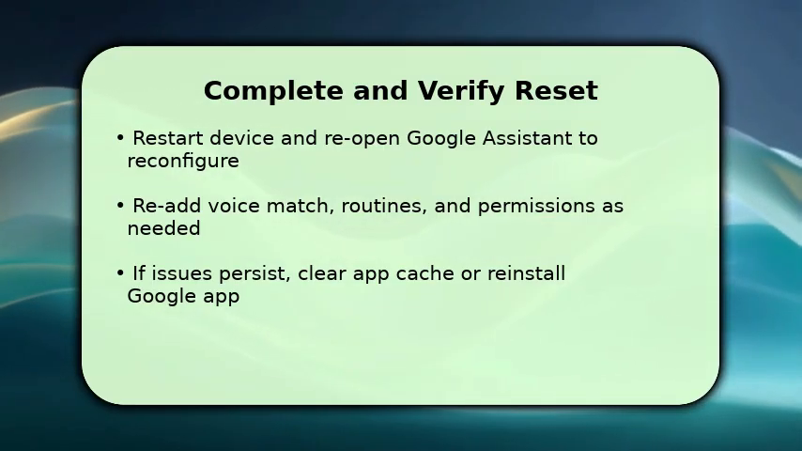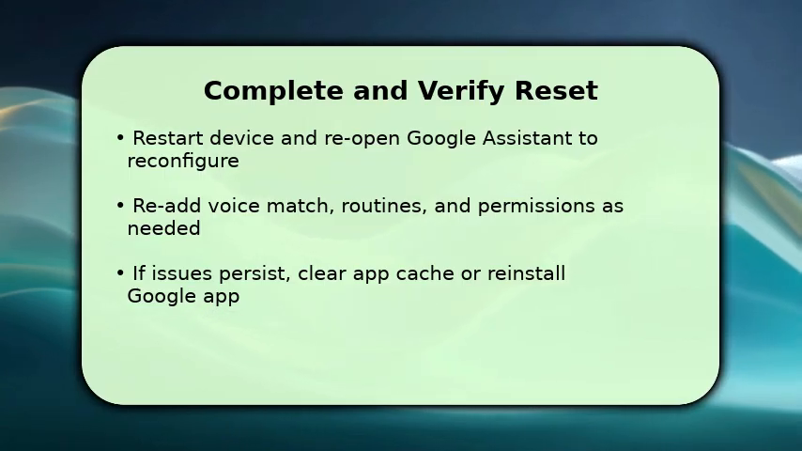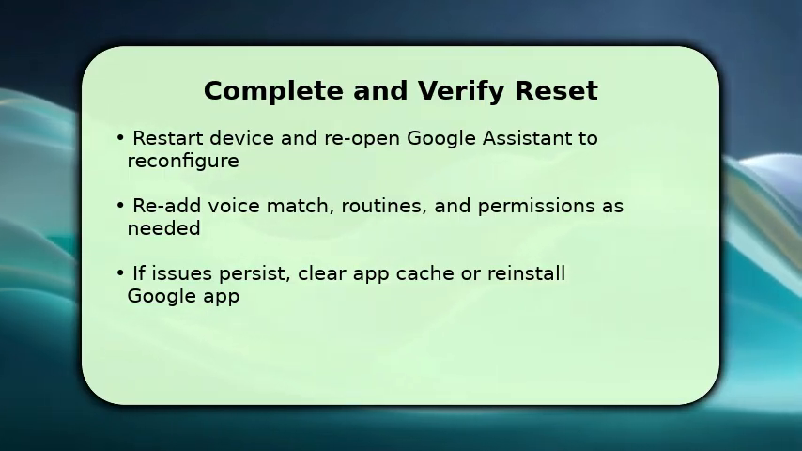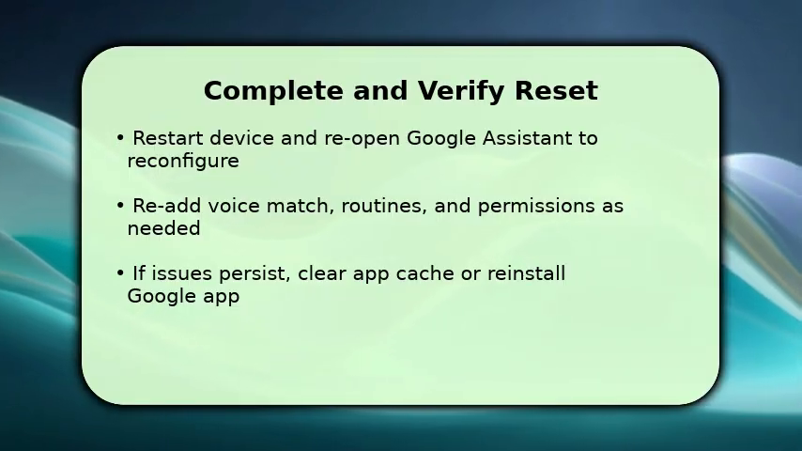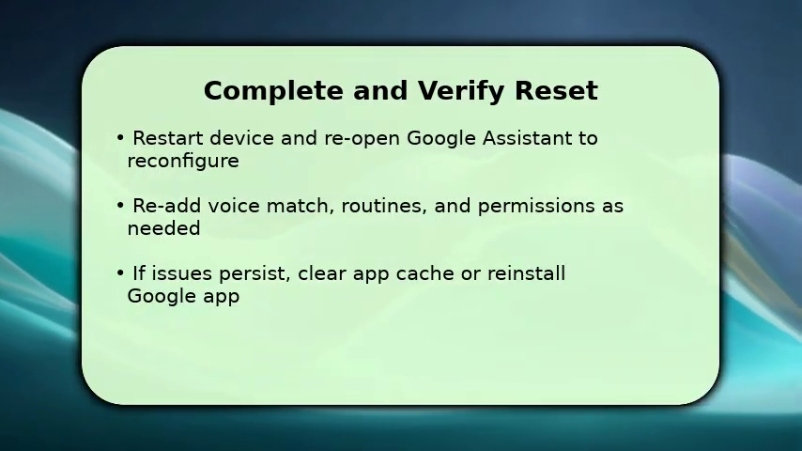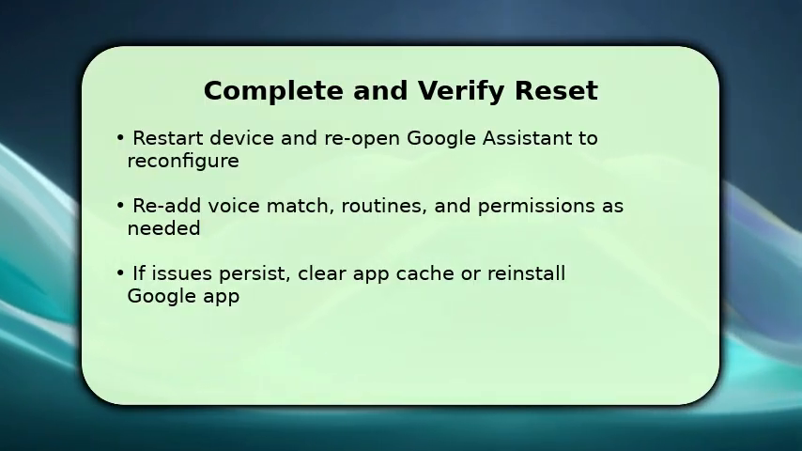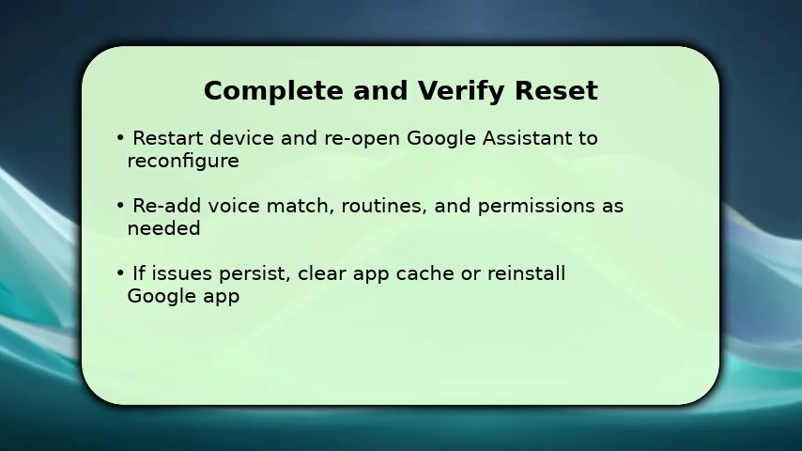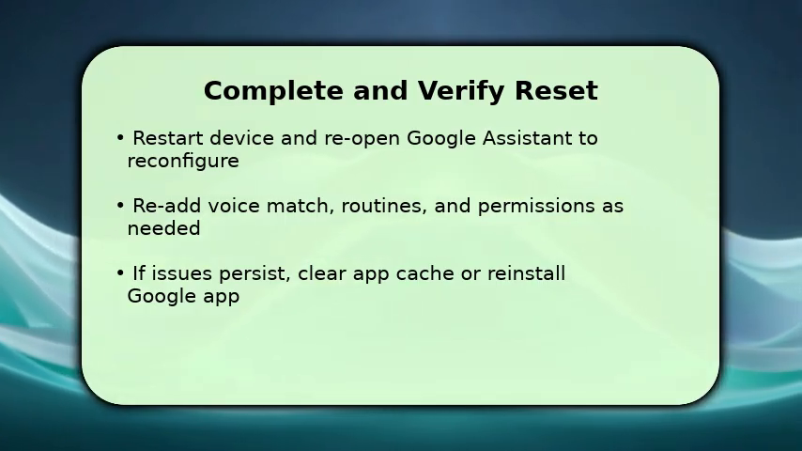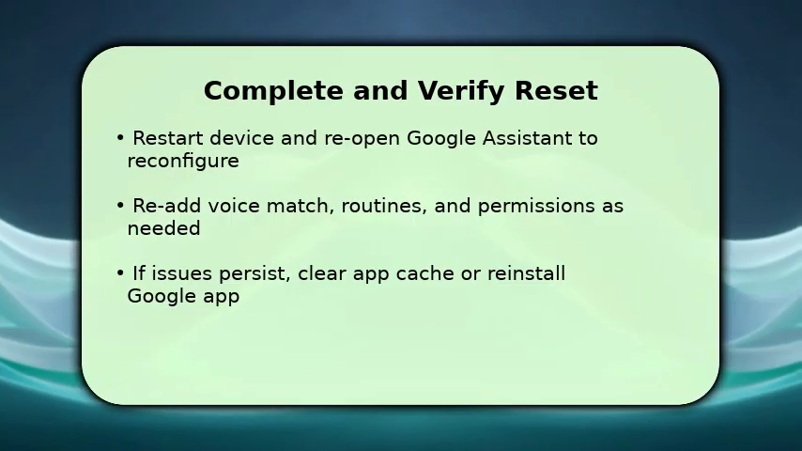Make sure to sign into the correct Google account and enable microphone and activity permissions so Assistant functions properly. If something goes wrong, clear the Google App Cache, force stop and reopen, or reinstall the app to remove corrupted state. These steps resolve most persistent problems and let you retry the reset cleanly.